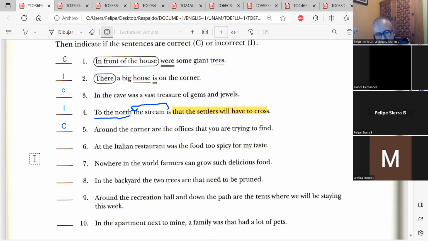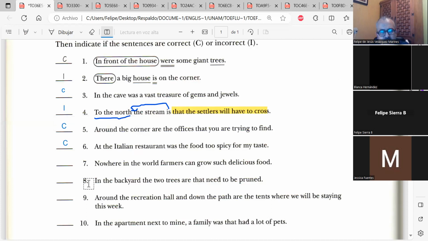At the Italian restaurant was the food too spicy for my taste? The Italian restaurant is the place. Was is the verb, and the food too spicy for my taste is the subject. So it is correct.